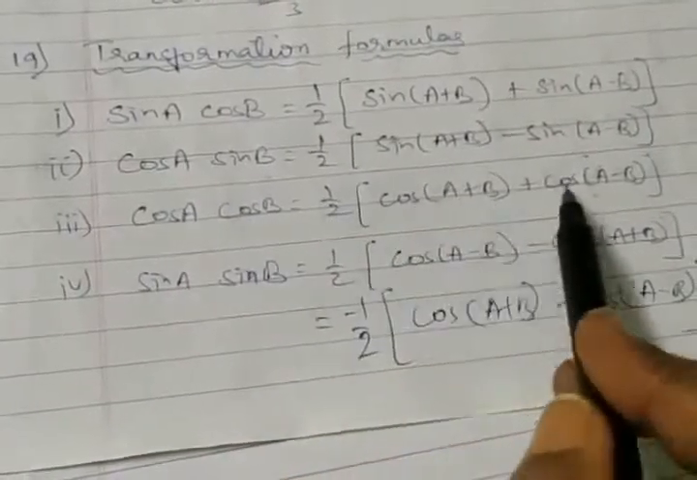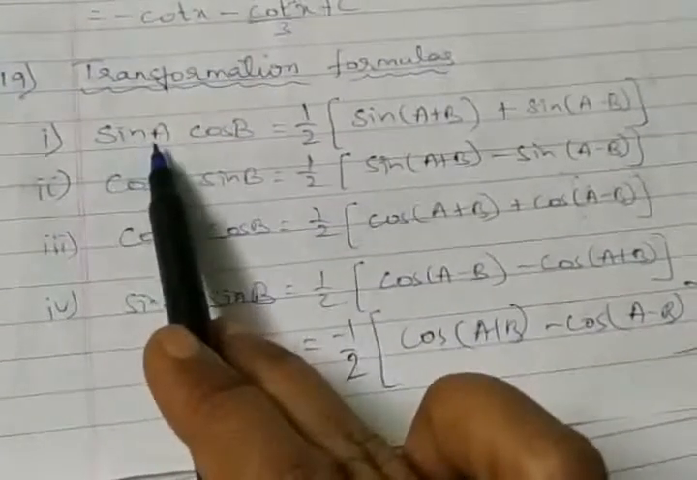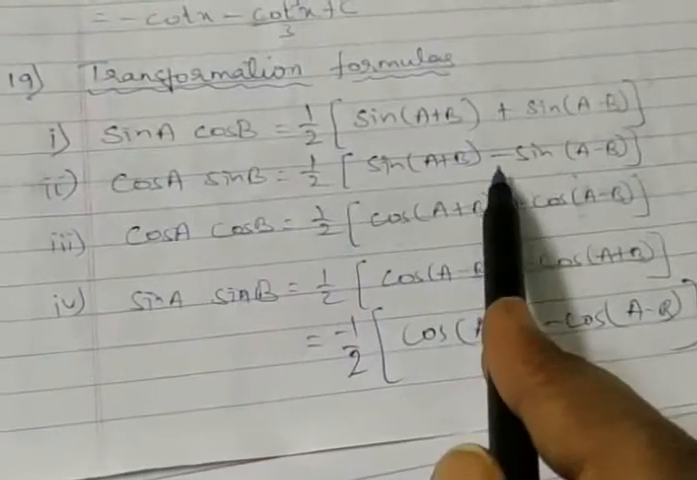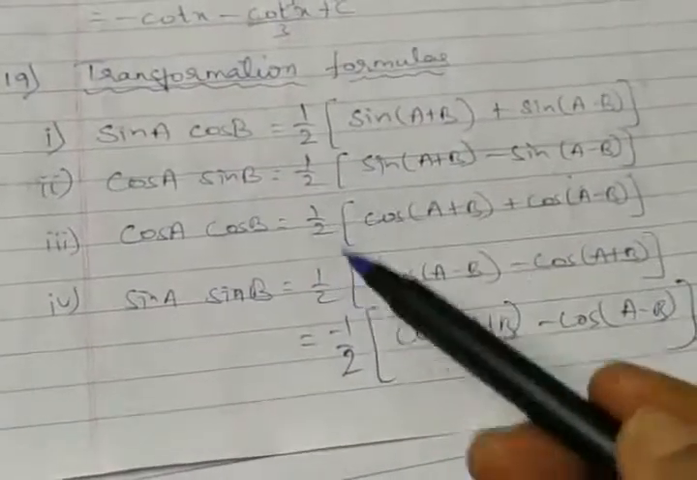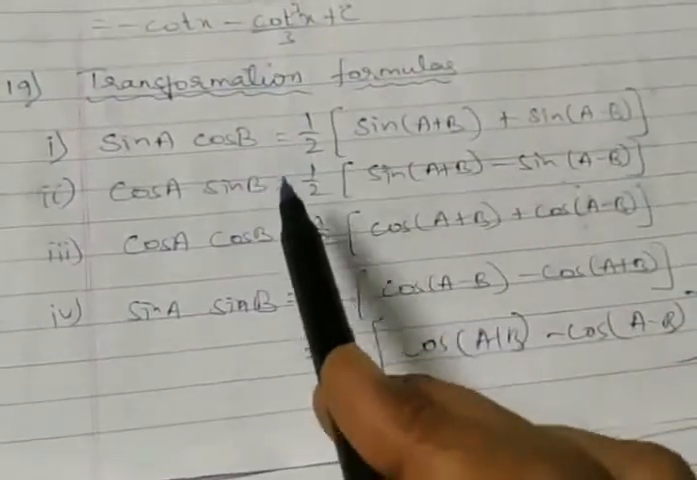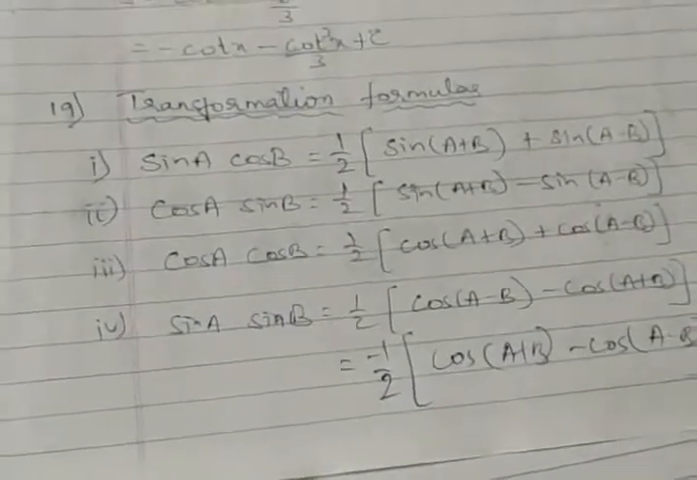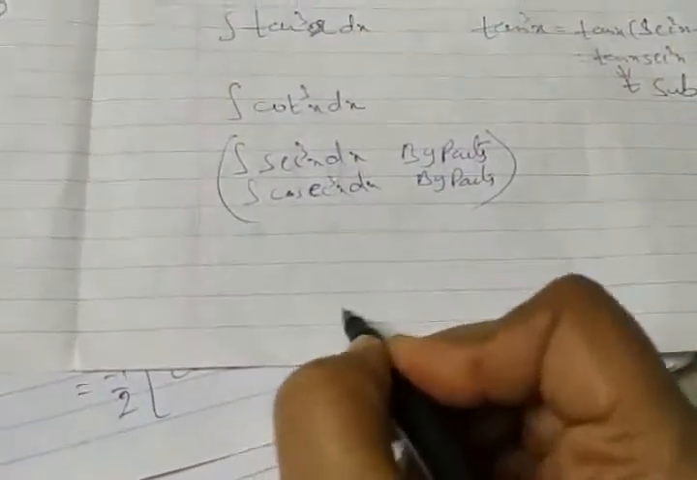Half cos A plus B plus cos A minus B. Sin A cos B, notice sin occurs first, so we have to use plus. Cos occurs first, we have to use minus. This is just a hint I'm giving to remember, but you can remember these formulas in your own way. Please write these transformation formulas once again in the list of formulas: sin A cos B, cos A sin B, cos A cos B, sin A sin B. Write them in the list of formulas, required.